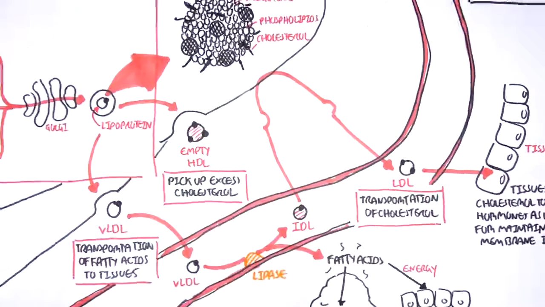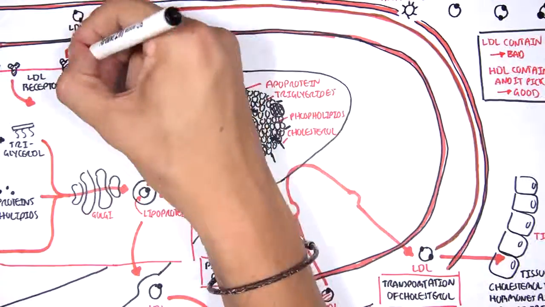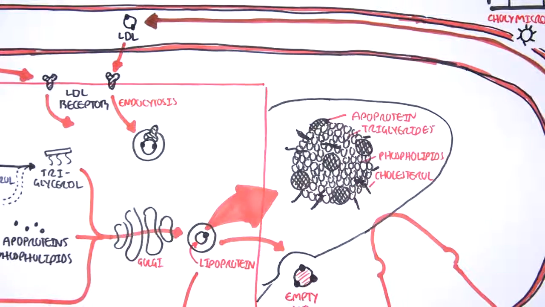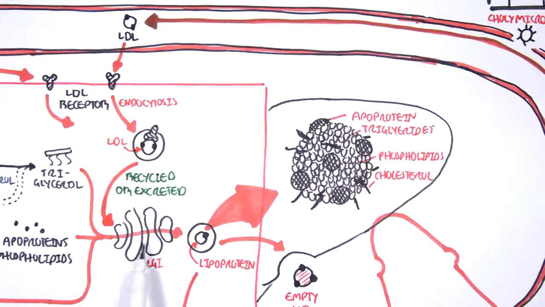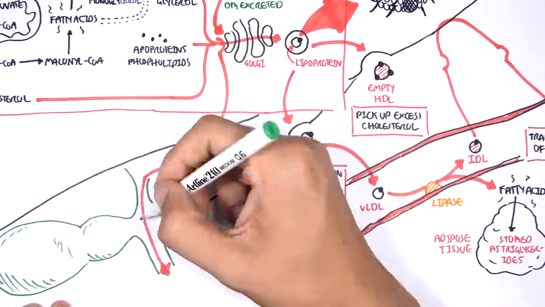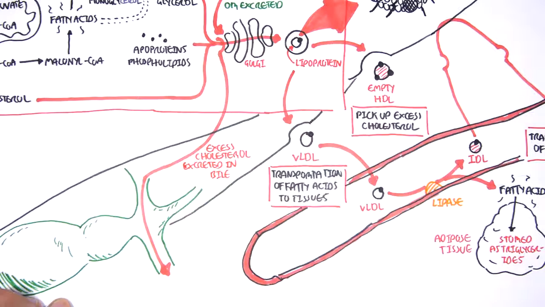So after LDL gives these tissues cholesterol, LDL can then return to the liver by binding onto LDL receptors, and it gets endocytosed. So here we have our LDL. The LDL can then either be recycled in the Golgi apparatus to make more lipoproteins, or can be excreted through bile. Excess cholesterol gets excreted in bile because the body knows when there is a lot of cholesterol, and so this is one way of excreting cholesterol through bile.